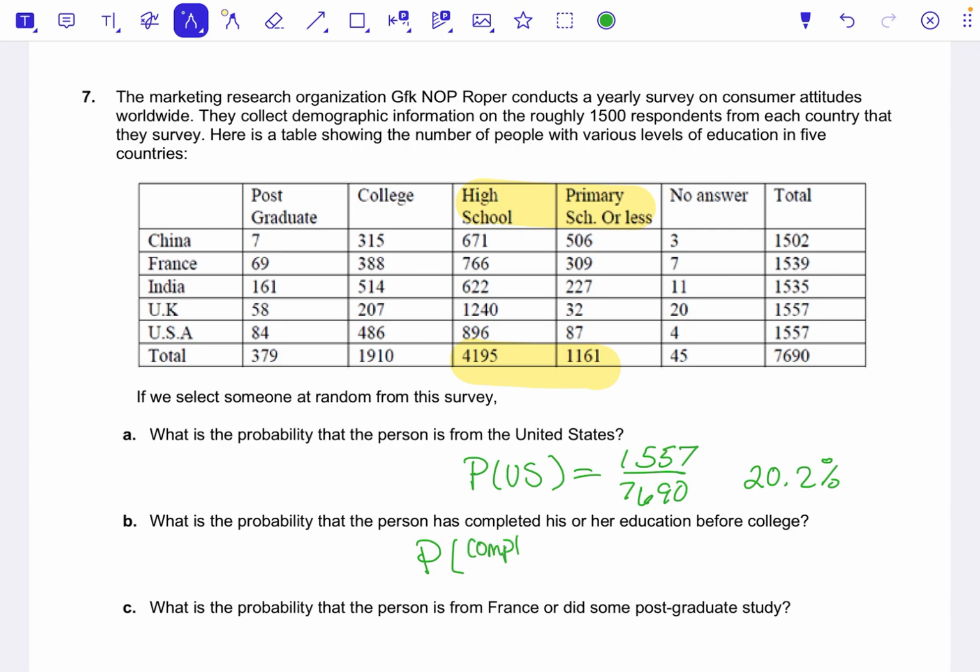completed before college. You know, sometimes you really can't shorten it with abbreviations, so you sort of have to write out like a mini sentence, and that's okay. And if I totaled those numbers, I would get 5,356 out of those 7,690, which is 69.6% of the people who were surveyed here.